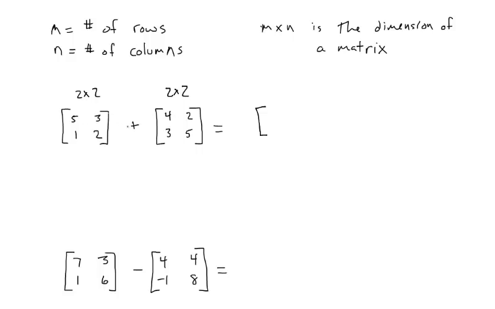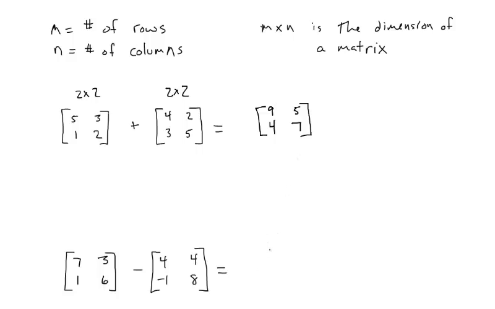So we have 5 plus 4 is equal to 9. 1 plus 3 is equal to 4. 3 plus 2 is equal to 5. 2 plus 5 is equal to 7. So you can see, since we're adding the same number in the same location and putting it back in the same location, the dimensions have to be exactly the same.